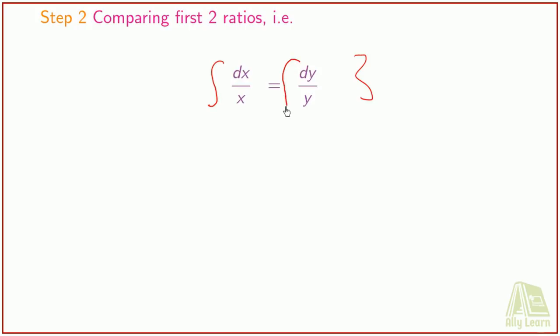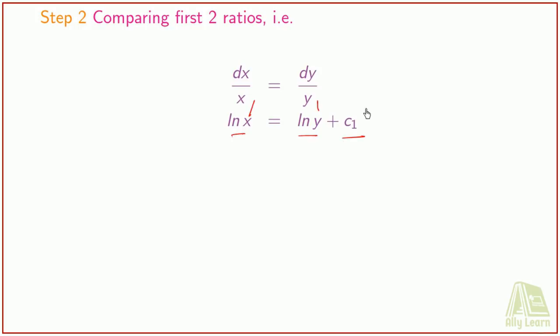So we integrate, and as you know, the integration of 1 over x with respect to dx is natural log x, and the integration of 1 over y with respect to dy is natural log y, and then you get an arbitrary constant. So this is what we get: natural log x plus natural log y plus a constant.